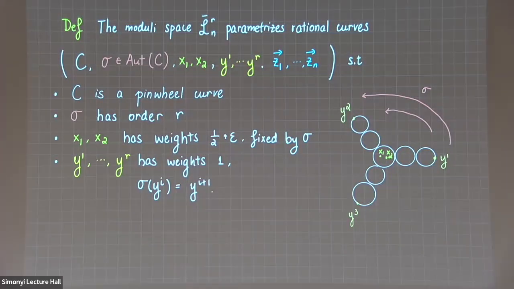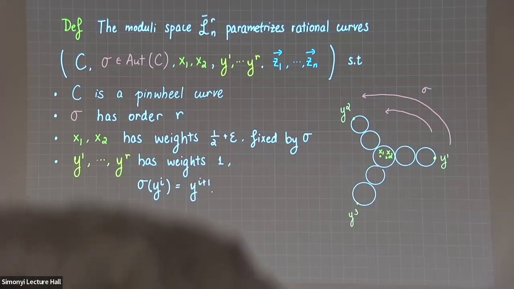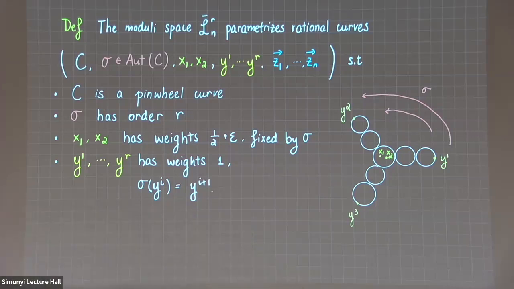Okay, so now what are the decorations? I have first two decorations on the central component, which are called X1 and X2. And these decorations have weights that are 1/2 plus epsilon. And these two decorations are required to be fixed by this automorphism. So if you like, you can think that this automorphism fixes the central component P1 and fixes 0 and infinity, and then X1 and X2 are 0 and infinity, or your choice of fixed points. Do all of your chains have the same length starting from your middle component? Yes, yes.